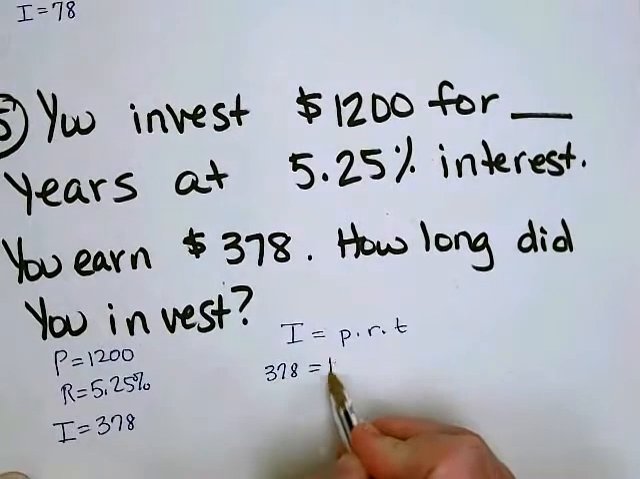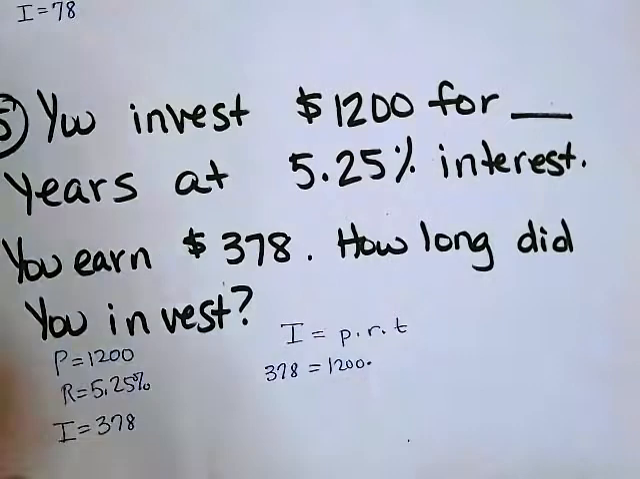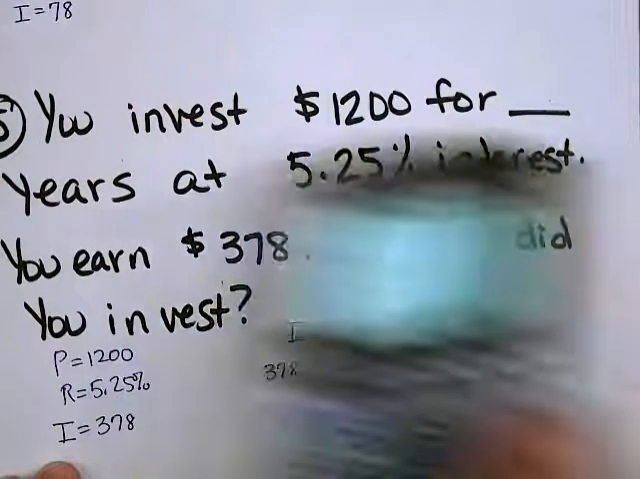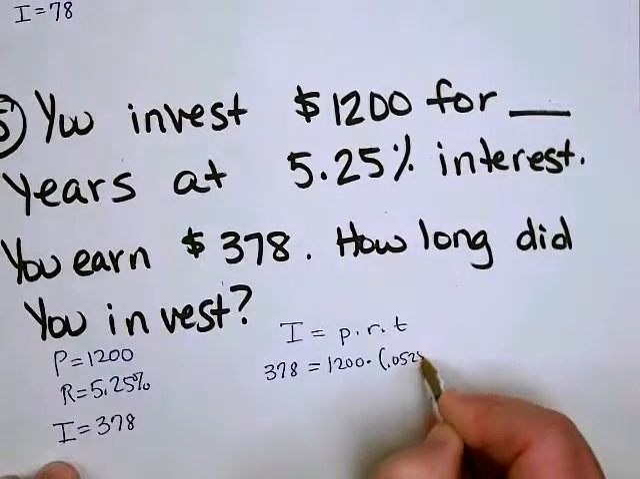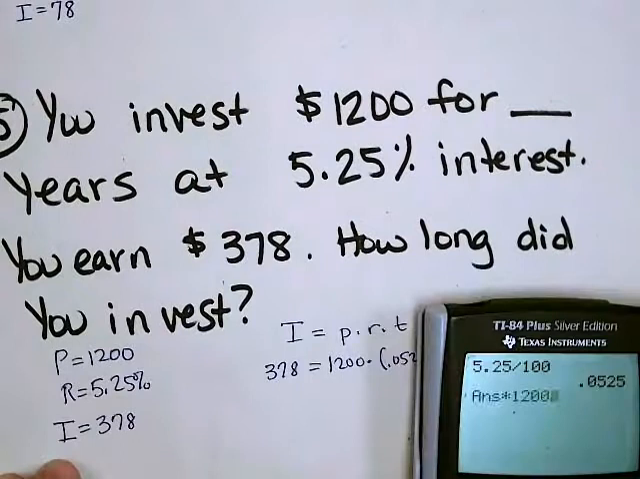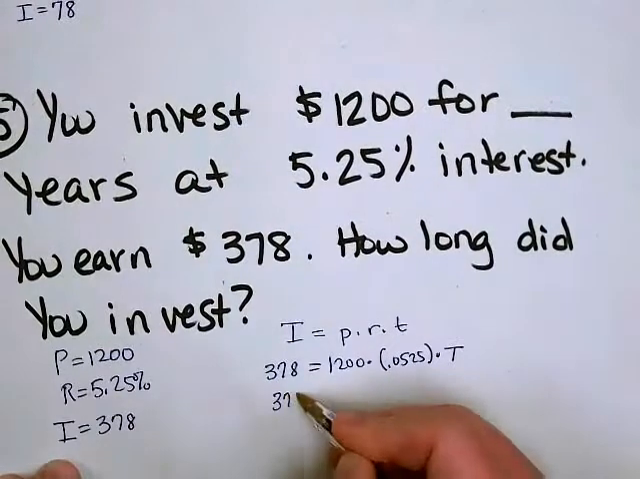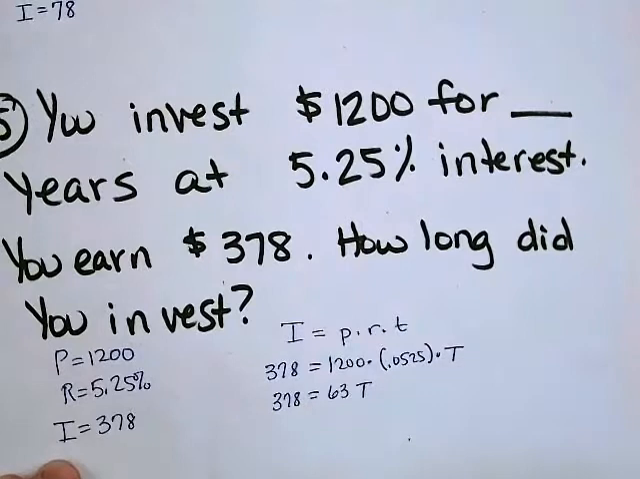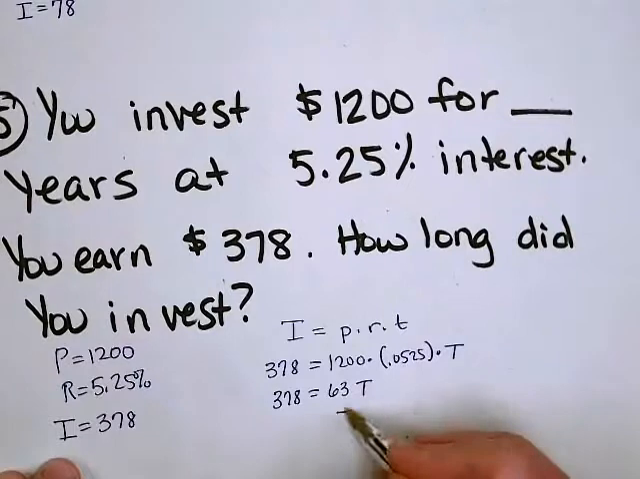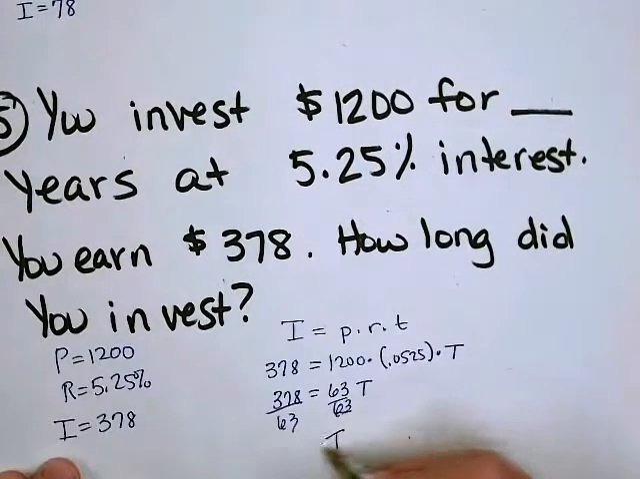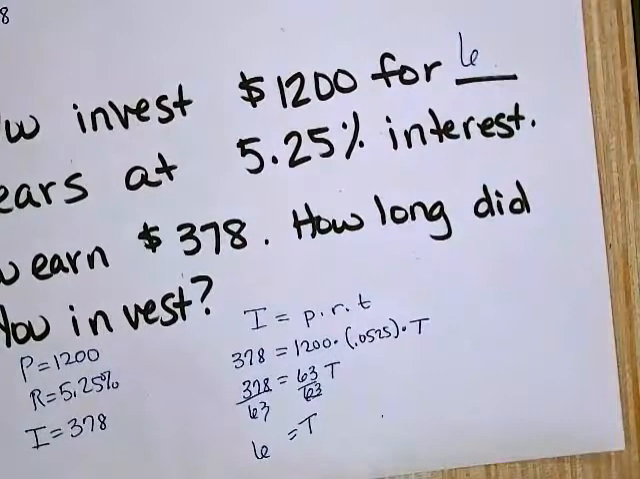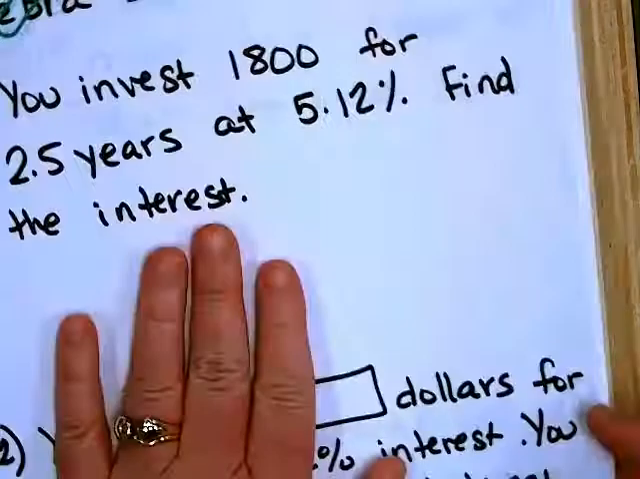378 equals 1,200 times the rate. Now the rate is a percent. I need to change it to a decimal, 0.0525, times T. So I'll multiply those together. I get 63. So 378 equals 63 times T. I'm going to divide by 63. And T turns out to be 6. So that would be 6 years. Okay, finish the problems on your handout, and I will see you in class tomorrow.